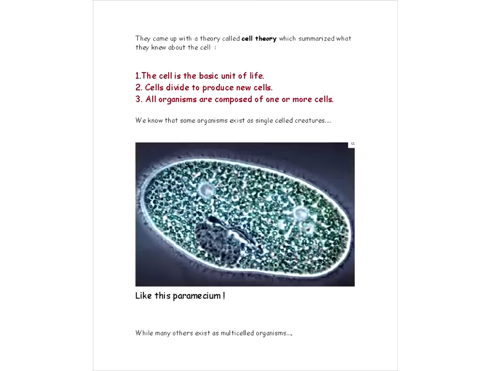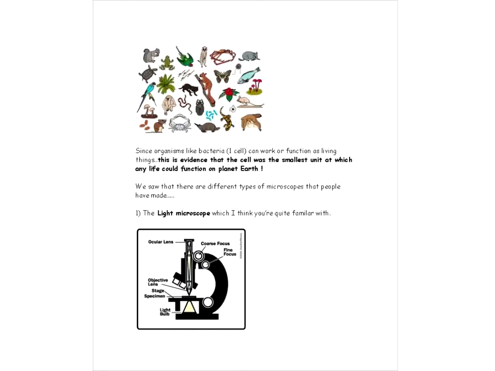So we know that some organisms exist as single-celled creatures. If you look at this picture here, this is a paramecium, which is an example of a single-celled creature. But many other organisms exist as multi-celled creatures. And if you check out the next page, you can see there's a whole bunch of different multi-celled creatures, plants and animals and other ones as well.